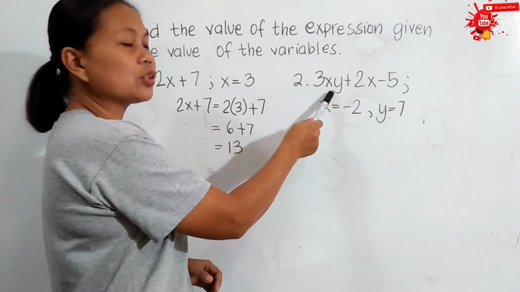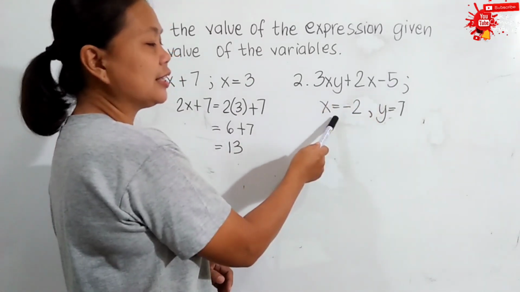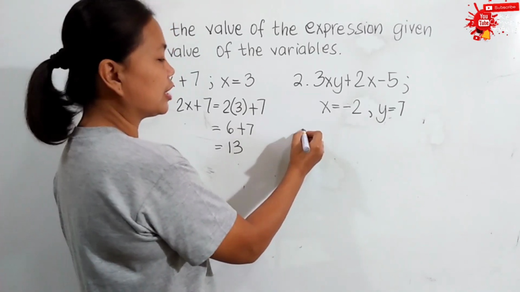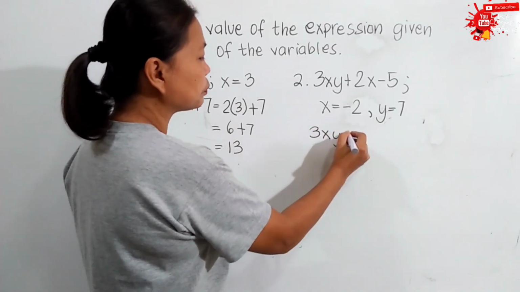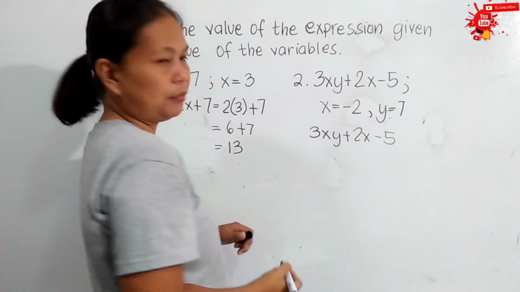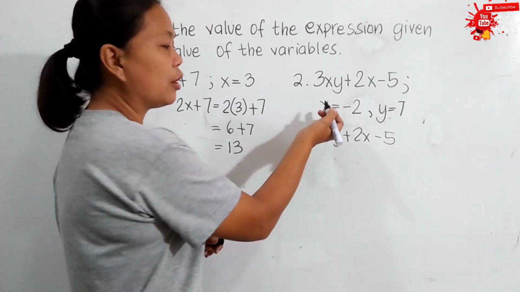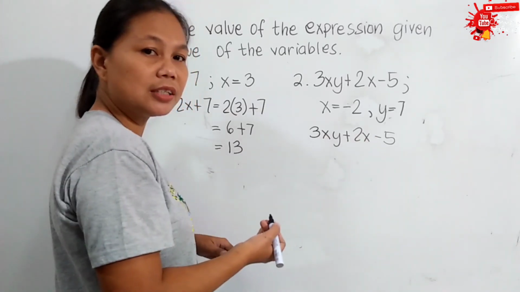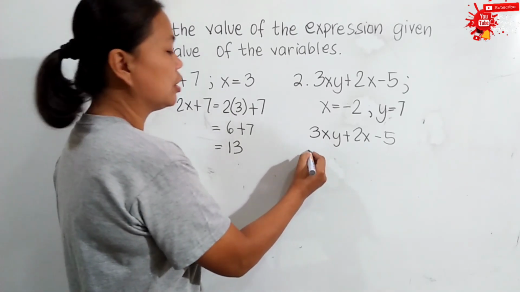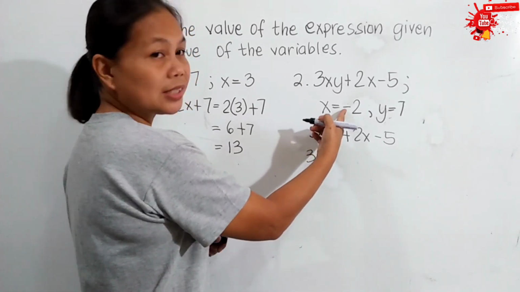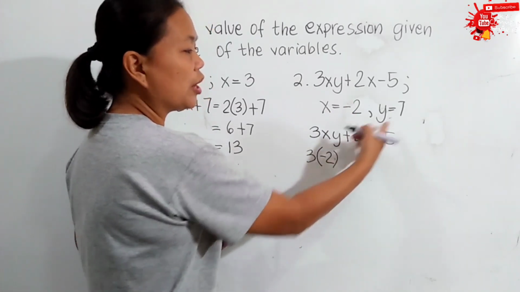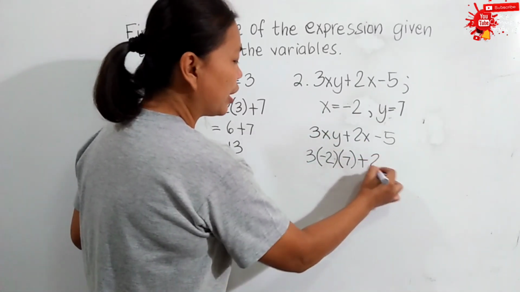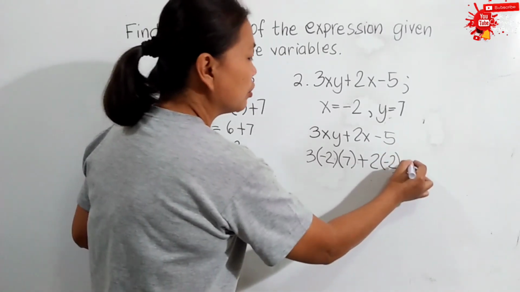We are given here 3xy plus 2x minus 5. And the value for x is negative 2 and the value for y is 7. So let us write the given algebraic expression. We have here 3xy plus 2x minus 5. Substitute the given value for each variable, x and y. 3xy means 3 times x times y, and 2x means 2 times x. So let us substitute. We have here 3 times the value of x, which is negative 2, times the value of y, which is 7. So substitute 7. Plus 2 times x. Again, negative 2. So we have 2 times negative 2 minus 5.